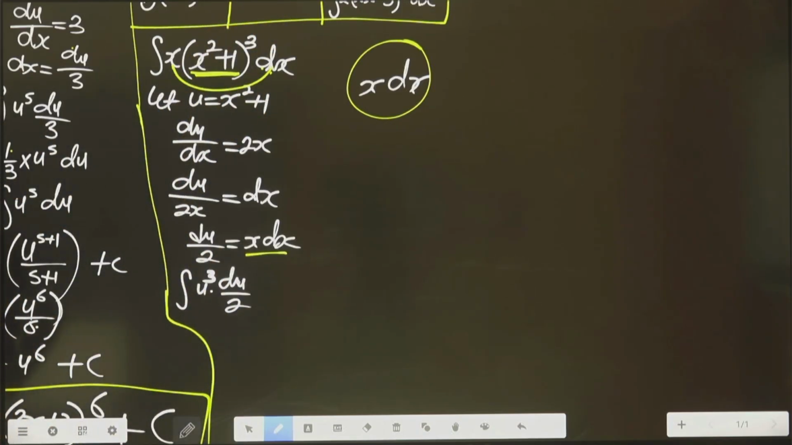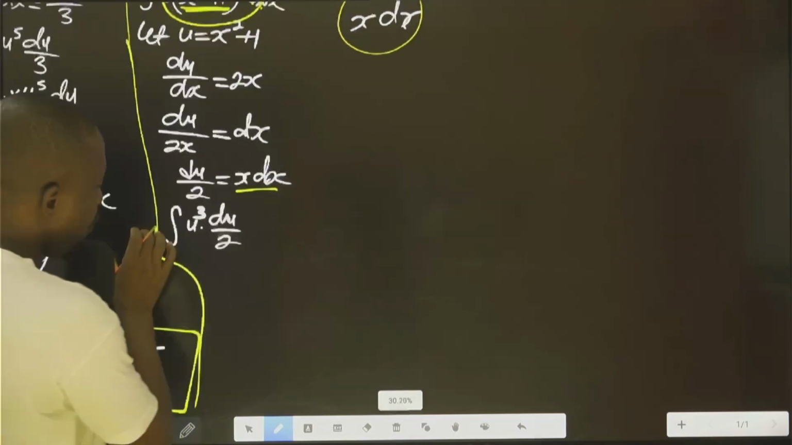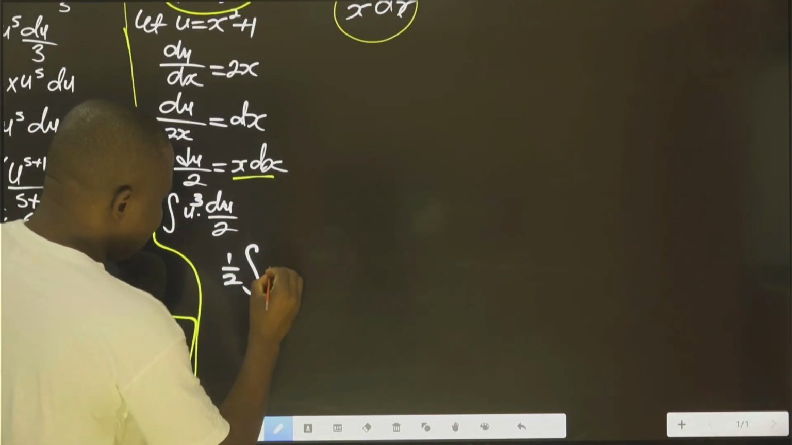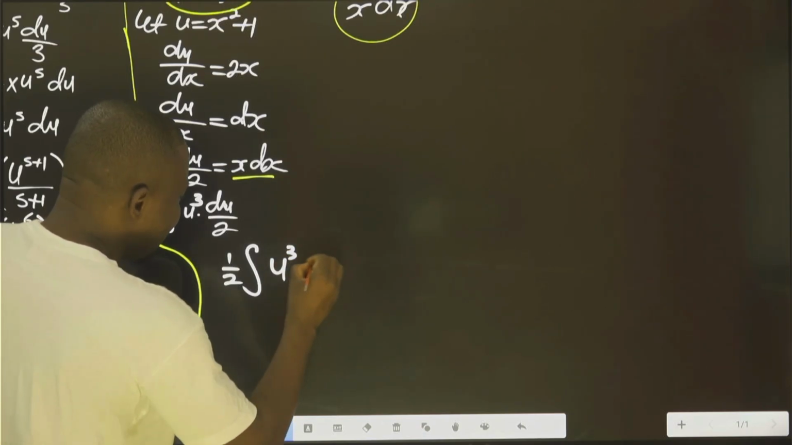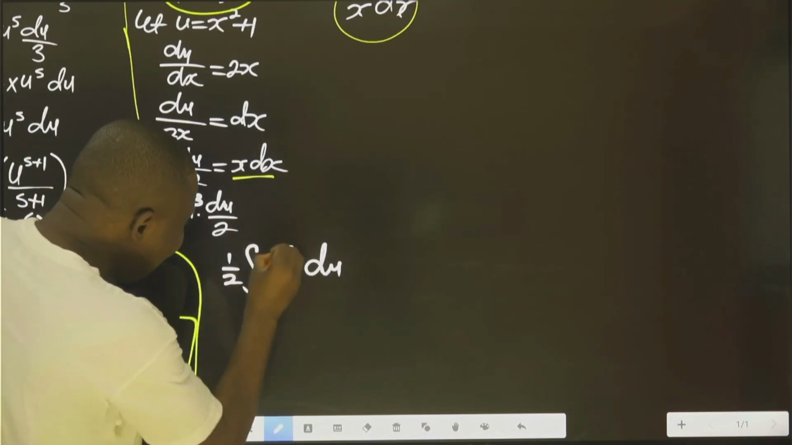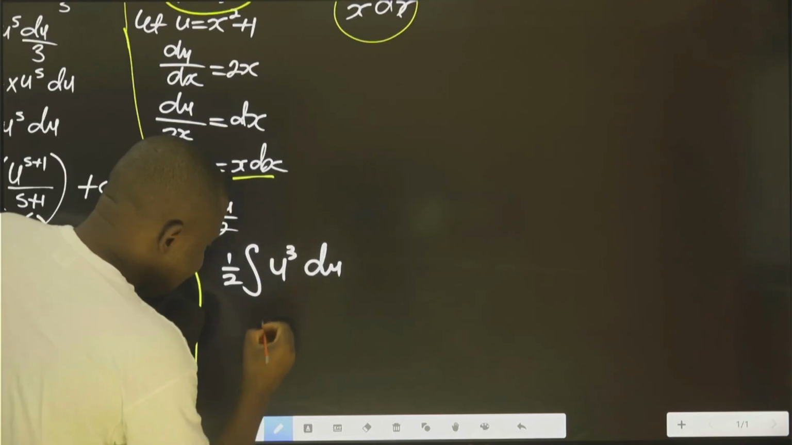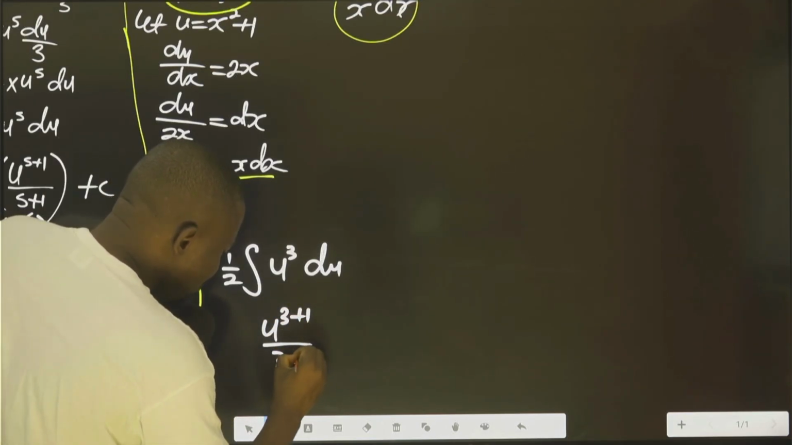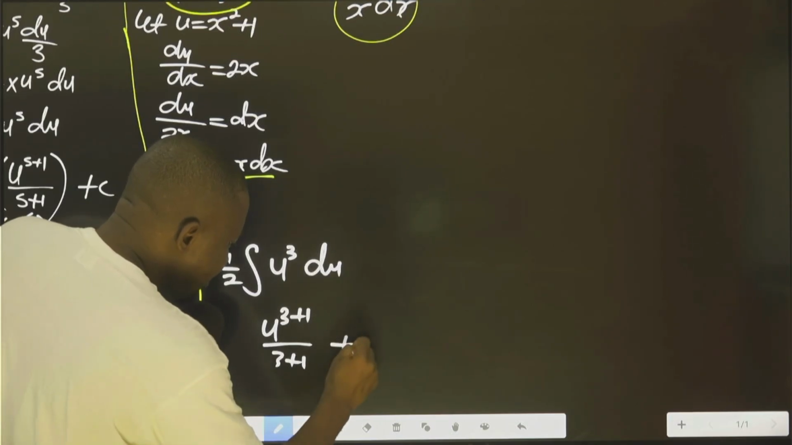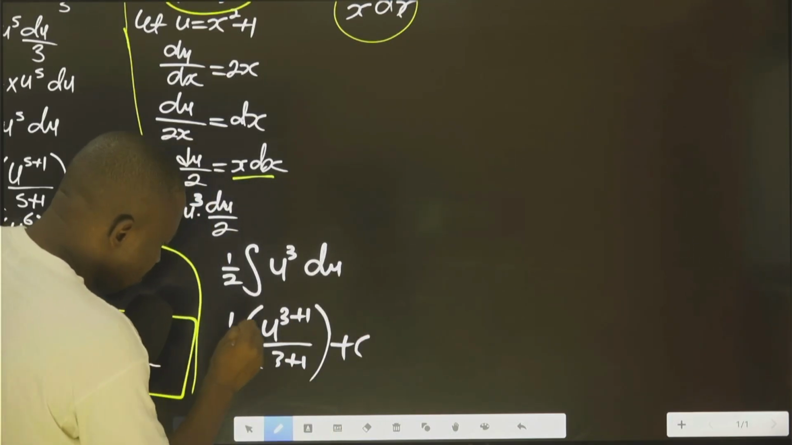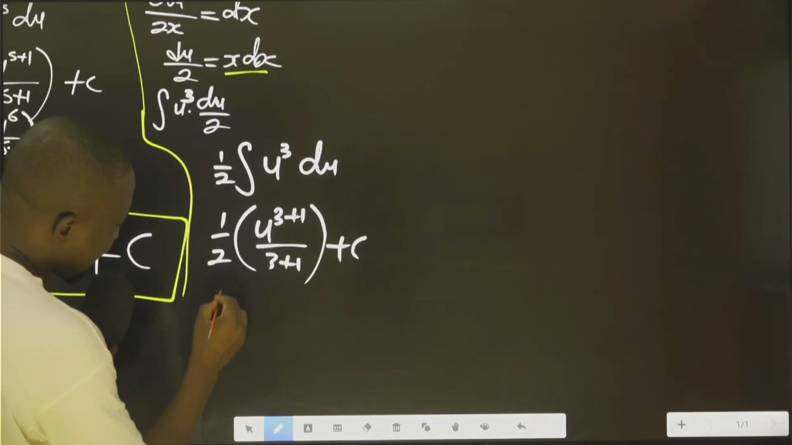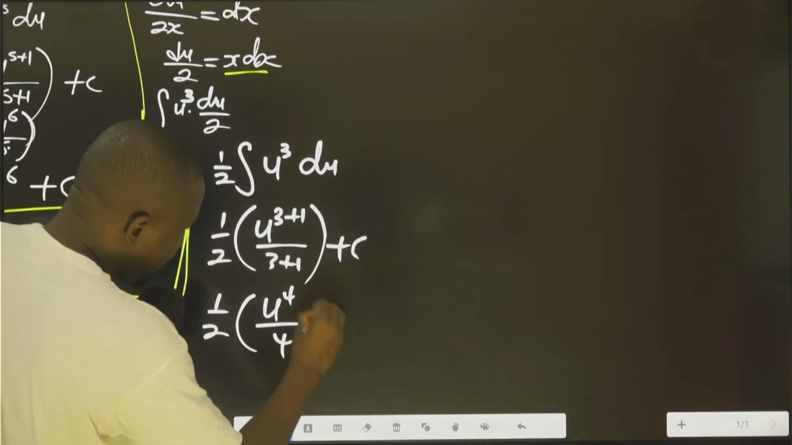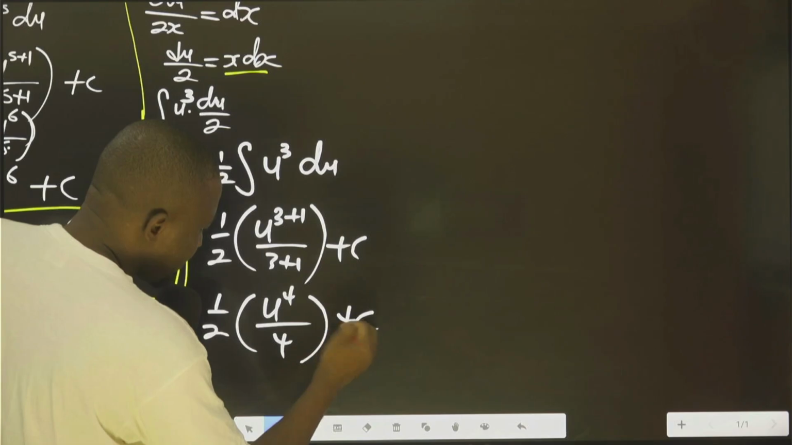Okay? That 3 is still there. Now, we can bring 1 over 2 out. I say 1 over 2 integral of u raised to power 3 du. We integrate this u raised to power 3. That is u raised to power 3 plus 1 over 3 plus 1 plus c. This 1 over 2 is still here. That is 1 over 2 u raised to power 4 over 4 plus c.